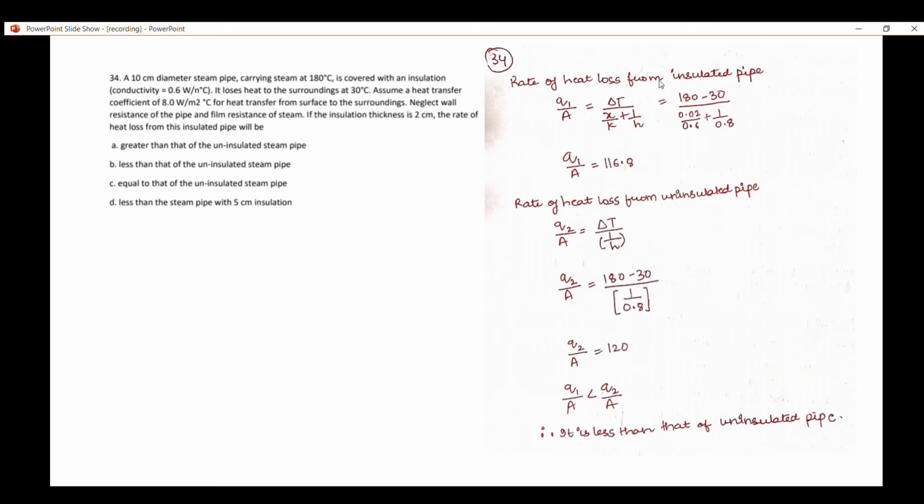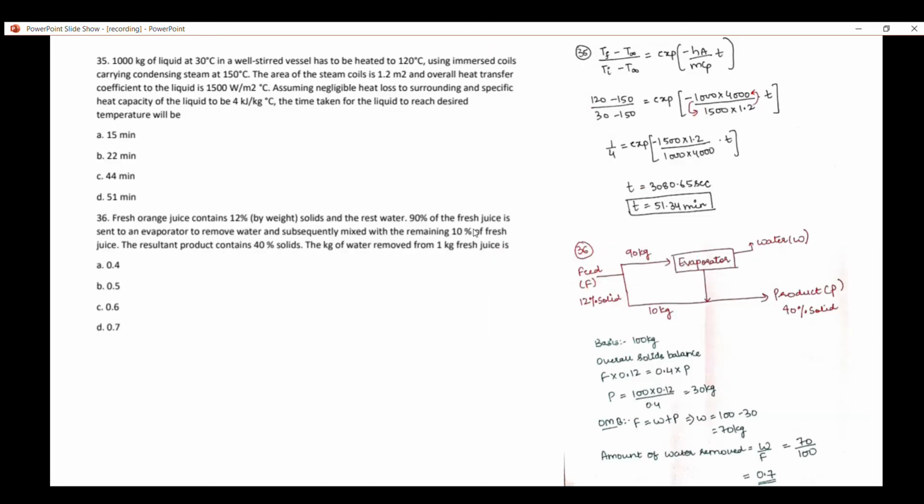So the rate of heat loss from insulated pipe is given by this relation. We know the value of x, 2 centimeter. We have just converted it into meters. And Q1 by A is 116.8. And similarly, if we find out for uninsulated pipe, the rate of heat loss is 120. So rate of heat loss from insulated pipe is less than that of uninsulated pipe.